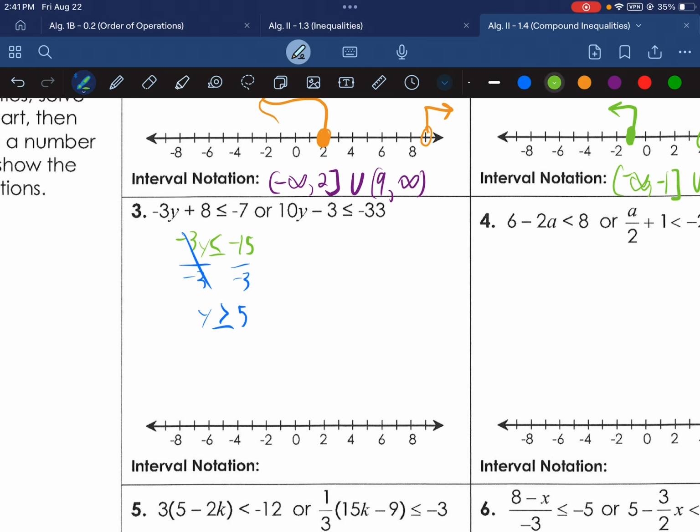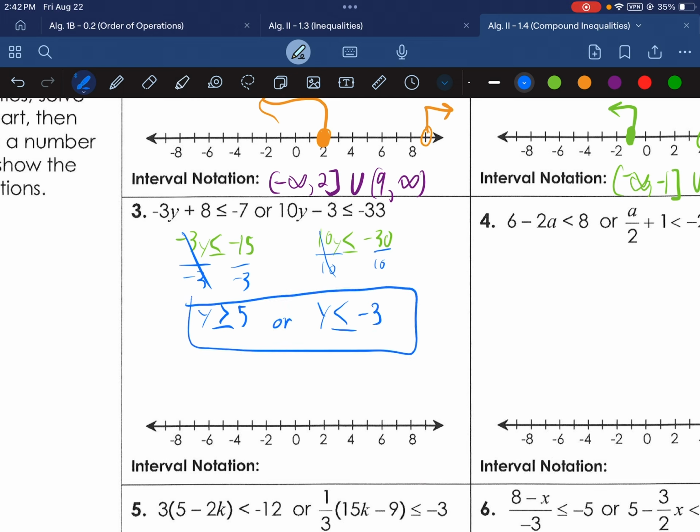On the other one, I add the 3 and I get 10y is less than or equal to -30. Dividing by 10, we get y is less than or equal to -3. And so we have y is greater than or equal to 5, or y is less than or equal to -3. Now, some people are sticklers about putting the one with a smaller number first and the one with a bigger number on the right. I'm not going to be so terribly a stickler on that.